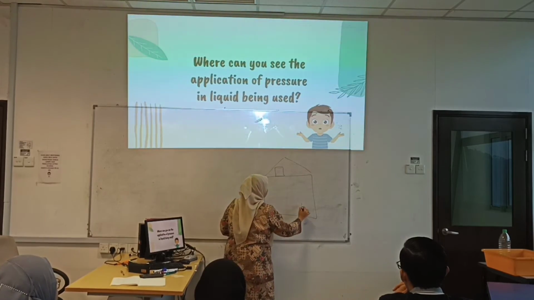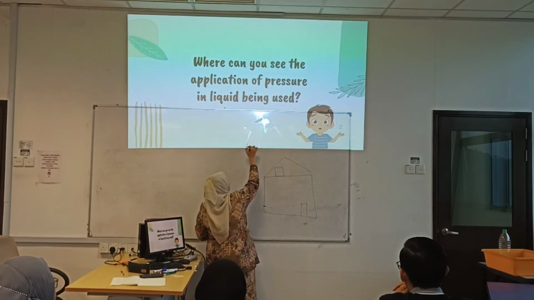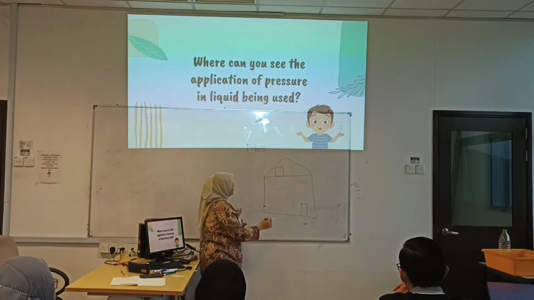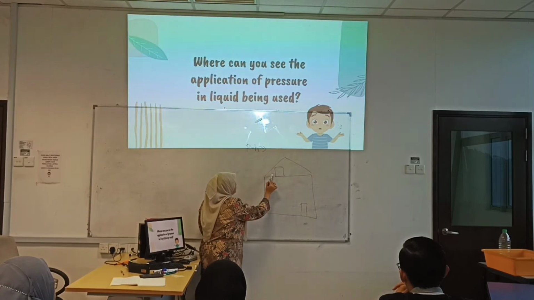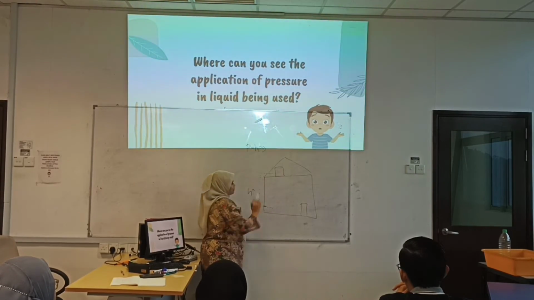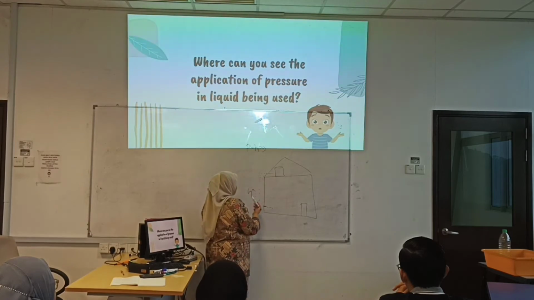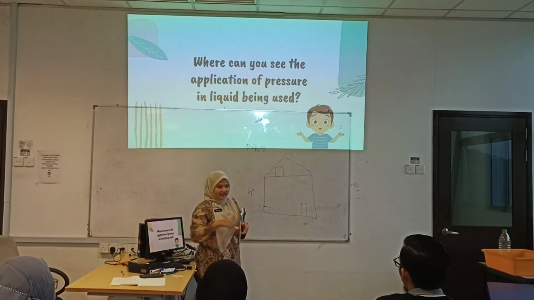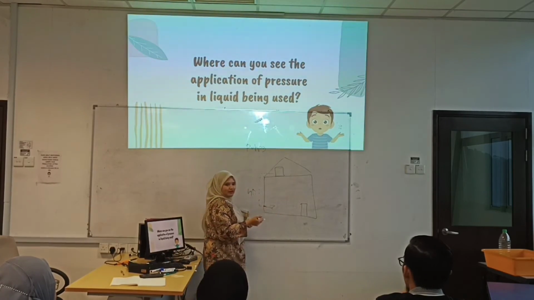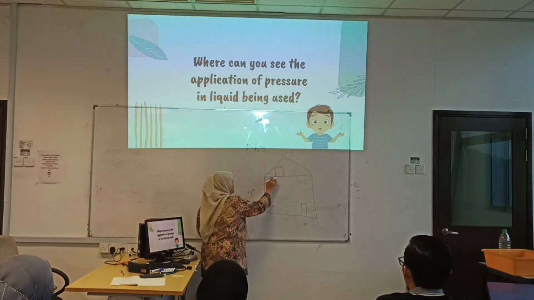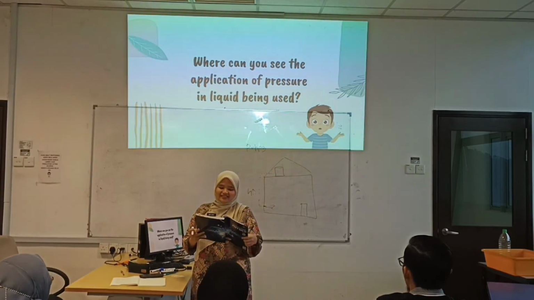Because, class, back to our formula. The height of the water tank above the pipe is high. So when the height is high, the pressure will be high too. You don't want your pipe water to run slowly, right? That's why you place the tank up between the ceiling and the roof.